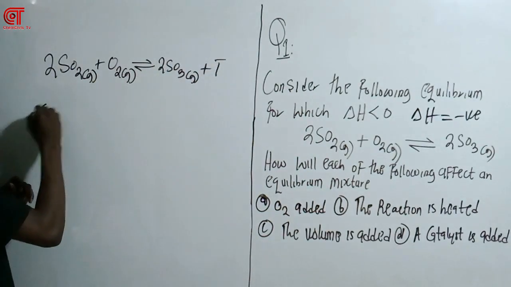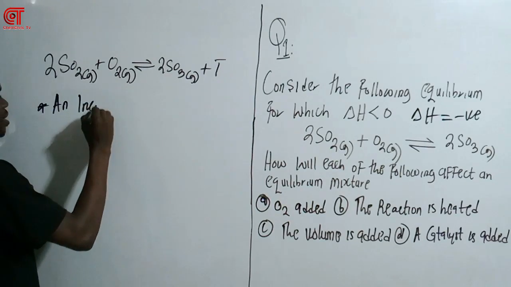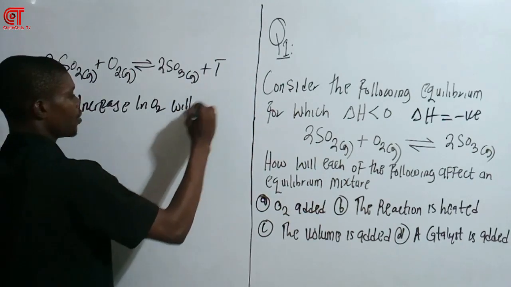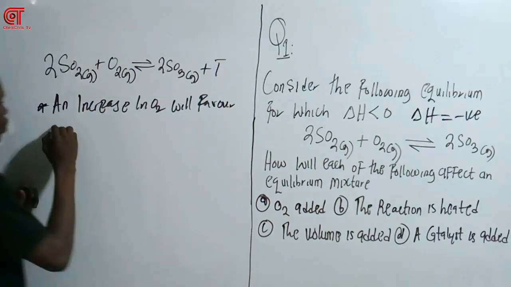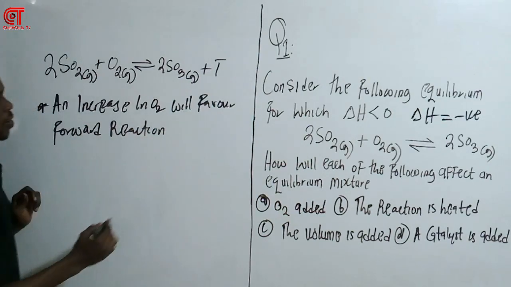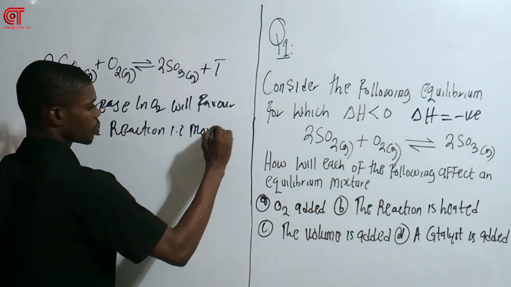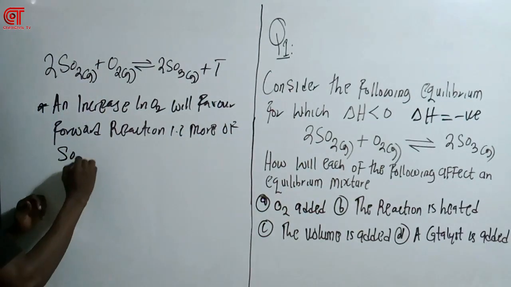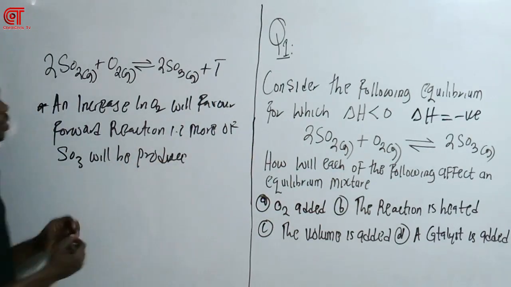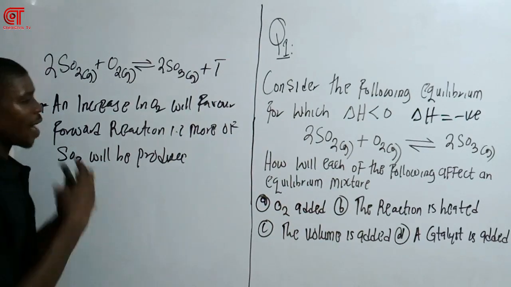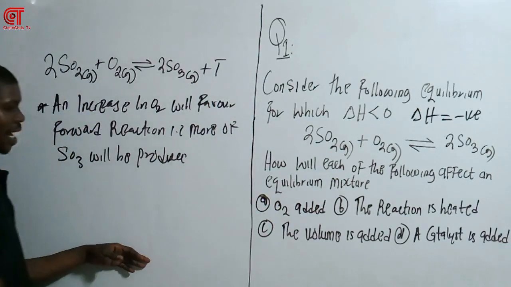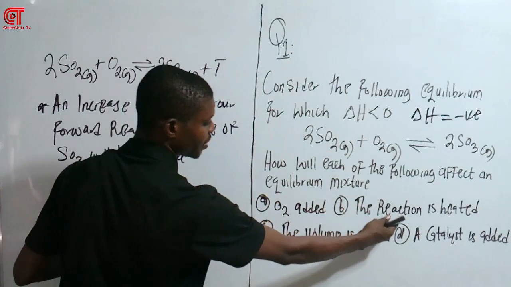So you can see that an increase in O2 concentration will favor the forward reaction. That is, more SO3 will be produced. Hope you understand. An increase in concentration at one point will always cause the reaction to move to the opposite side.